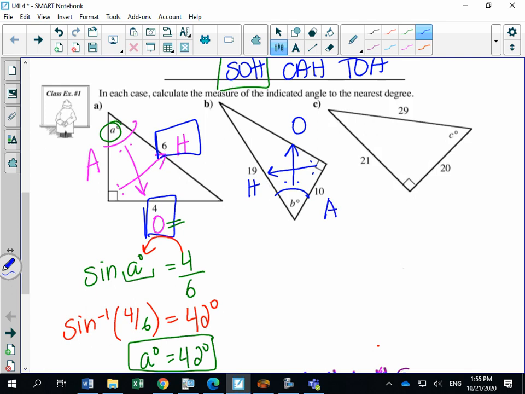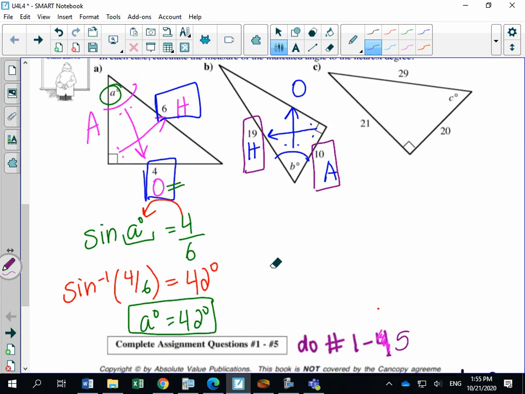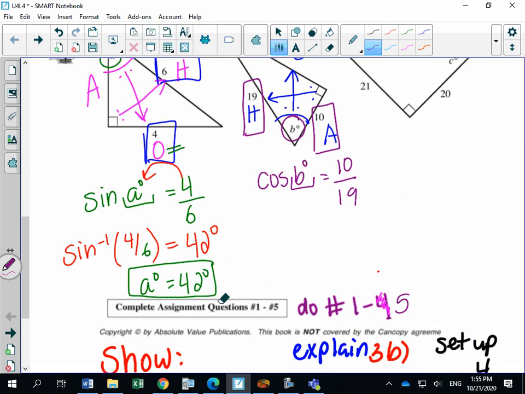Because I'm finding an angle, I have to box in two given sides. And the two given sides were A and H. So then I say, okay, which trig ratio has an A and an H? And that would be cosine. So this one right here. So then I would write down the cosine of my given angle. In this case, it's called B, is equal to A over H. So looking at my triangle, that would be 10 over 19, and that's mark 1.